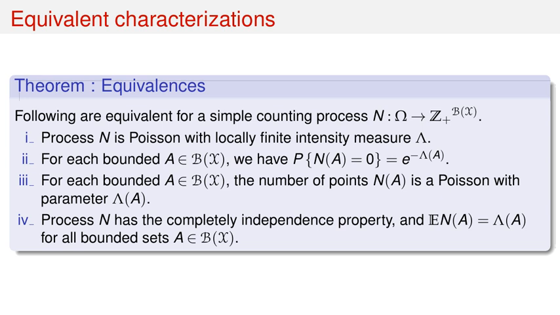Second, for each bounded set A in script B of script X, the probability that N of A equals 0 is e to the power minus lambda of A. Third, the intensity measure lambda is finite for bounded A in script B of script X, and for each such bounded A, the number of points N of A is a Poisson random variable with parameter lambda of A. Fourth, the process N has the complete independence property and the expectation of N of A equals lambda of A for all bounded sets A in script B of script X.